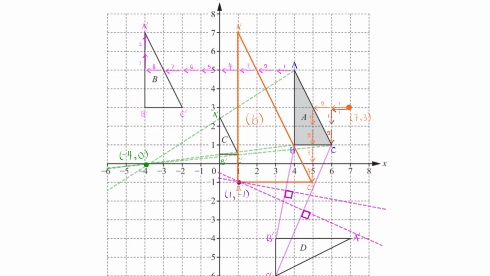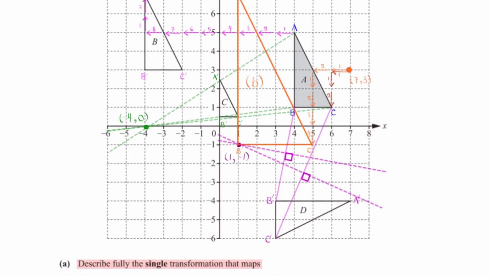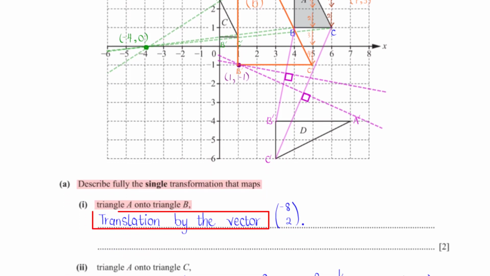So now, all we need to do is find the translation vector. From the illustration, we can tell that the translation vector is -8, 2. And so the full description for the transformation will be translation by the vector -8, 2.